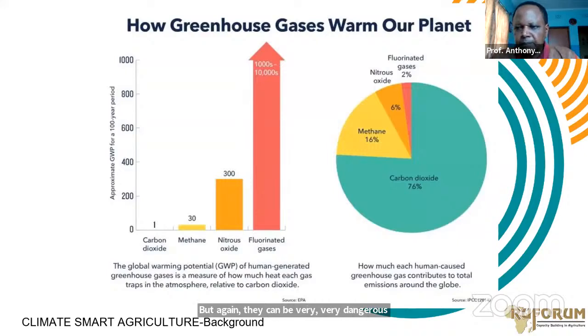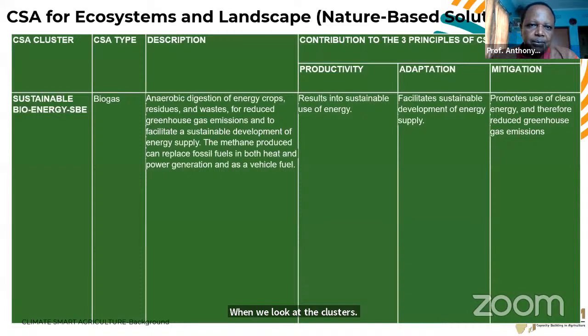So when we look at the clusters, do you remember some of them? I ended up with this one here, the Sustainable Bioenergy, SBE. Anaerobic means without oxygen. Anaerobic digestion of energy crops and residues. As I talked about wastes, we have a lot of wastes in our cities. If we manage them, we can produce gases that we can use.